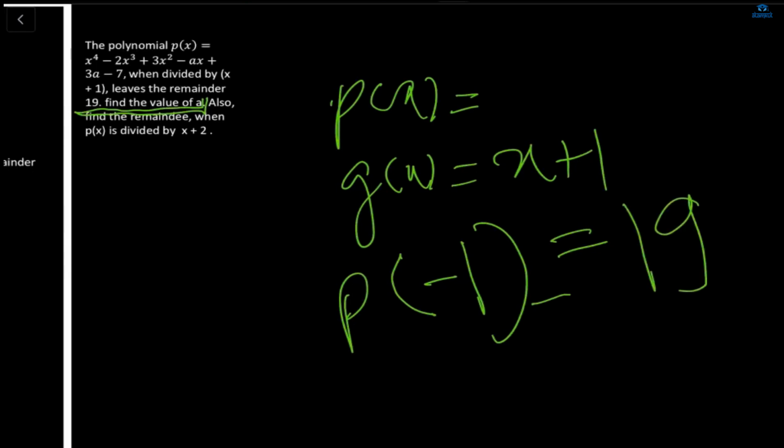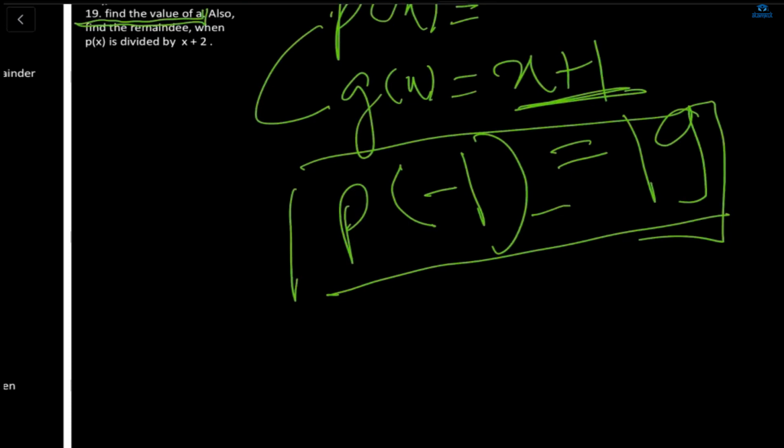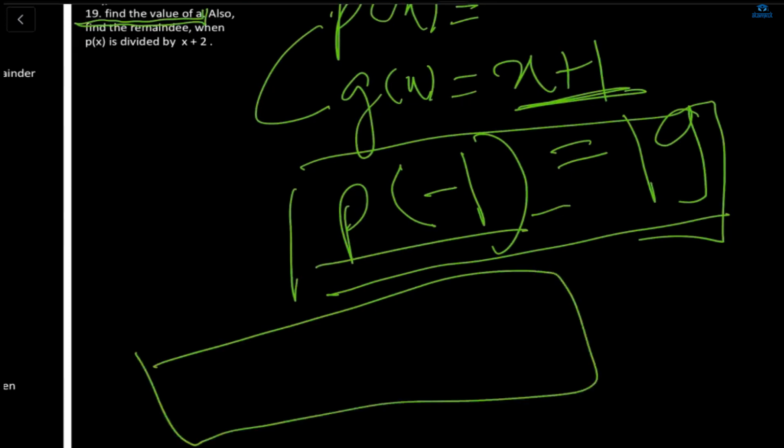It is already given to you that the remainder will be 19 when you divide by g(x), x plus 1. And what will be the remainder when you divide by x plus 1? It will be p(-1). So it is given that p(-1) is 19. You have to find the value of p(-1) here. You'll put minus 1 in the whole polynomial and equate it to 19. You will get the equation. From there, you can get the value of a. Ma'am, we will put minus 1 in place of x in the whole equation. Yes, you'll put minus 1 in the place of x.